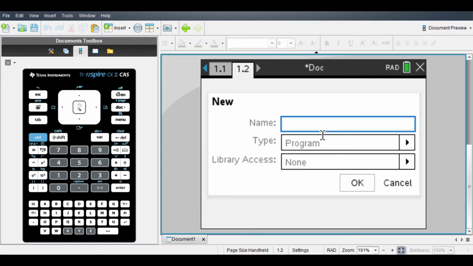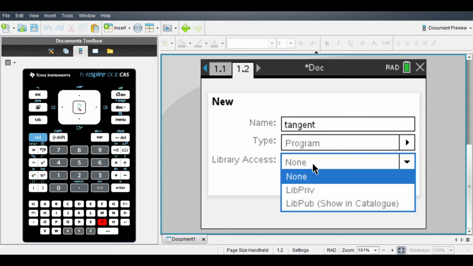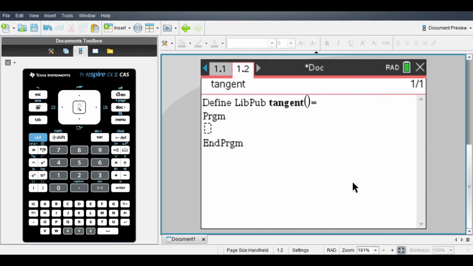I'll just call the name of this function tangent, and we'll use a program. First of all, let's work out the input. This is simple. The input is just going to be the relation and the x and y coordinate of the point. So I'll let R represent the relation, A be the x coordinate, and B be the y coordinate.